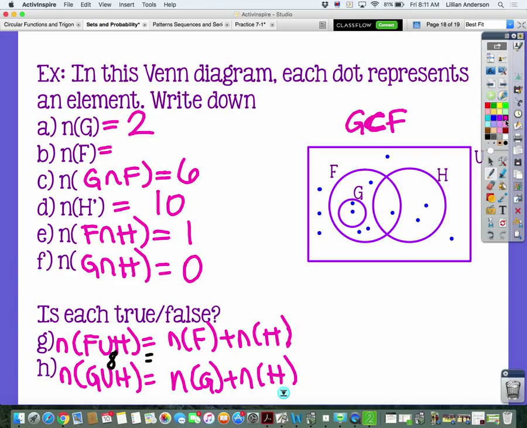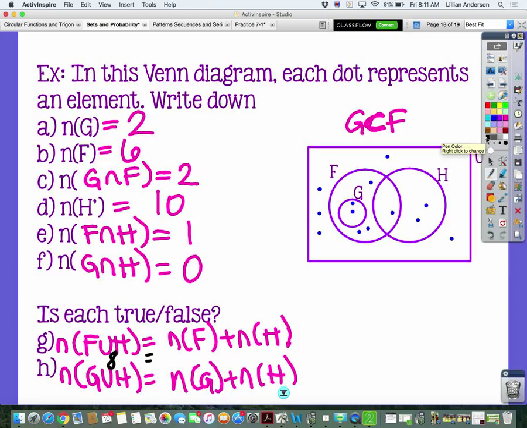Did I skip this one up here for B? There are 6 elements here. I jumped the gun, guys. I'm sorry. Let's take it back up here. There were 6 elements in F, and I think I put the 6 in the wrong spot. The number of elements in the intersection of G and F was just 2. So my apologies there.